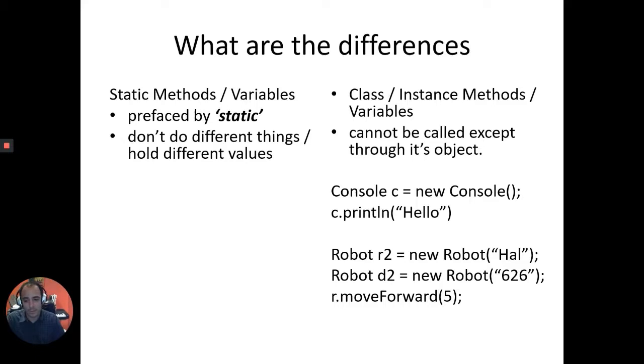If I wanted to move a specific robot forward, I could give it r2.moveForward, or I could say d2.moveForward. I can't say robot move forward because that doesn't make sense. I need a specific robot to tell it, you're going to move forward, and this is how many spaces you're going to move forward. And that's an instance. It's attached to the individual robots that are being created.